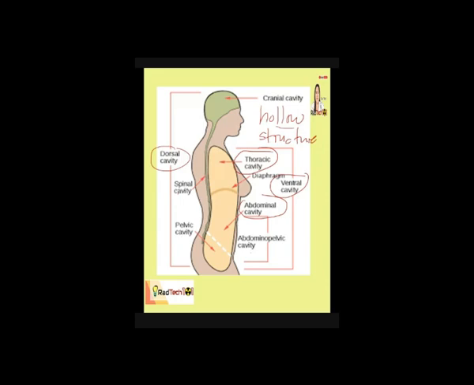So when we say dorsal cavity, ito yung kasama sa dorsal cavity, spinal and pelvic cavity. Pag ventral cavity, yung kasama is thoracic, abdominal, and abdominopelvic. Actually, kasama rin yung cranial. So this is number 4. Okay, so we have several cavities in our body, but the two main cavities are thoracic and abdominal cavities.